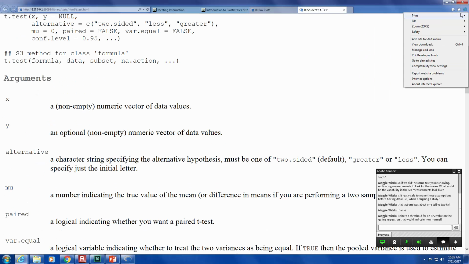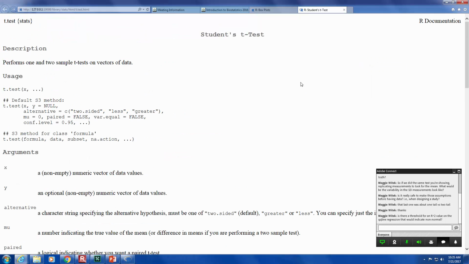It just tells me that this performs one and two sample t-tests. It tells me what I have to have. I have to specify at least data. And if I just give it the data, then there are some default things that will happen. The default is that it will do, I think, a two-sided test.